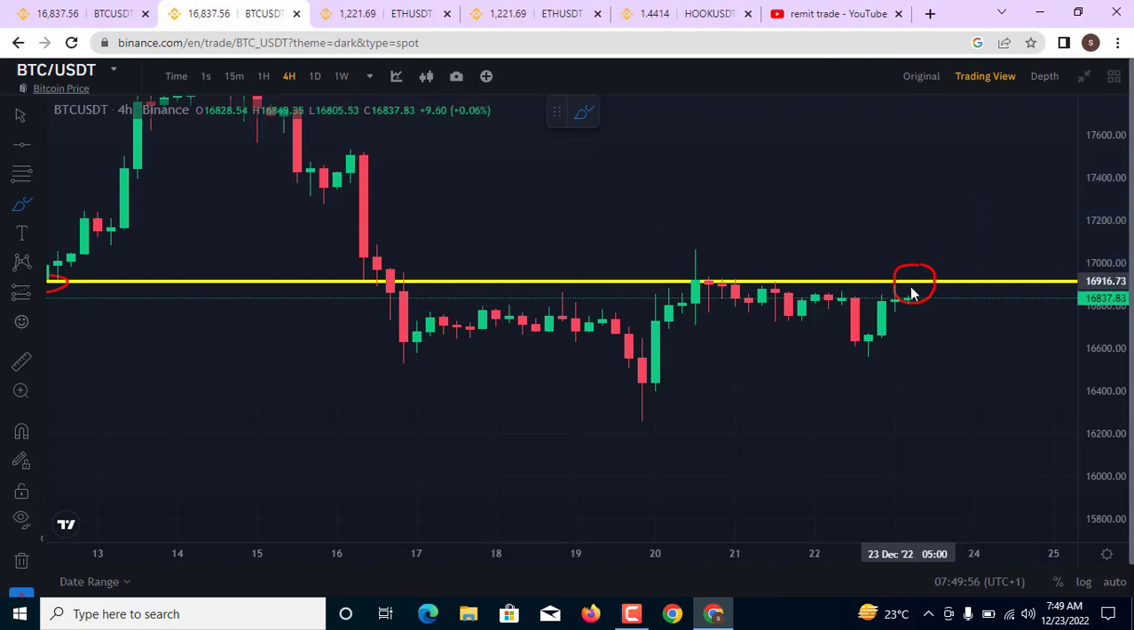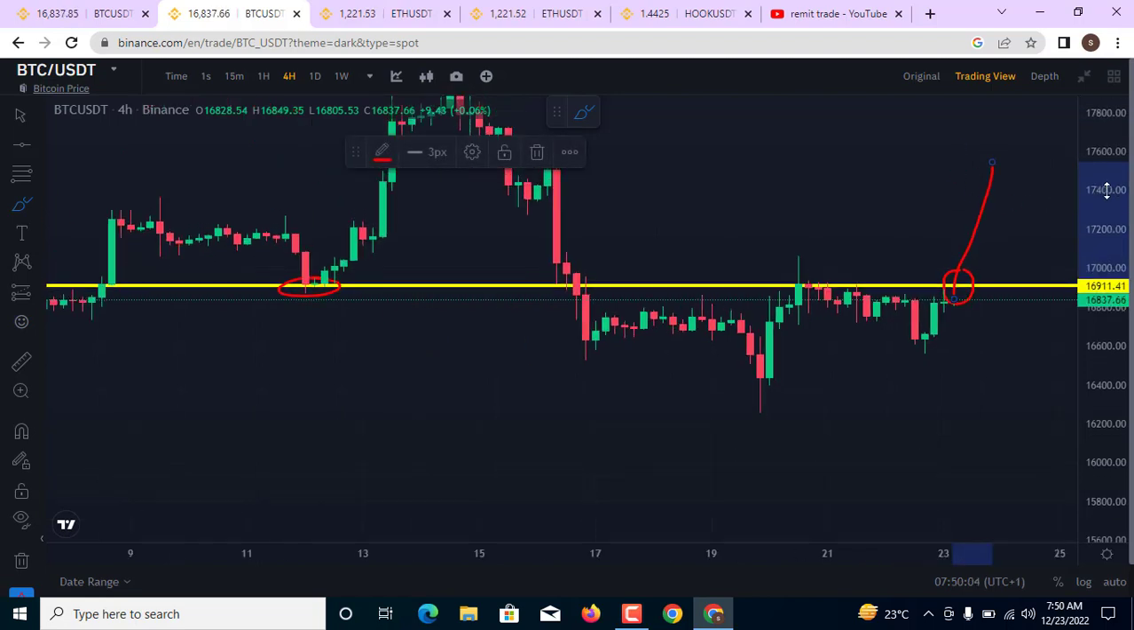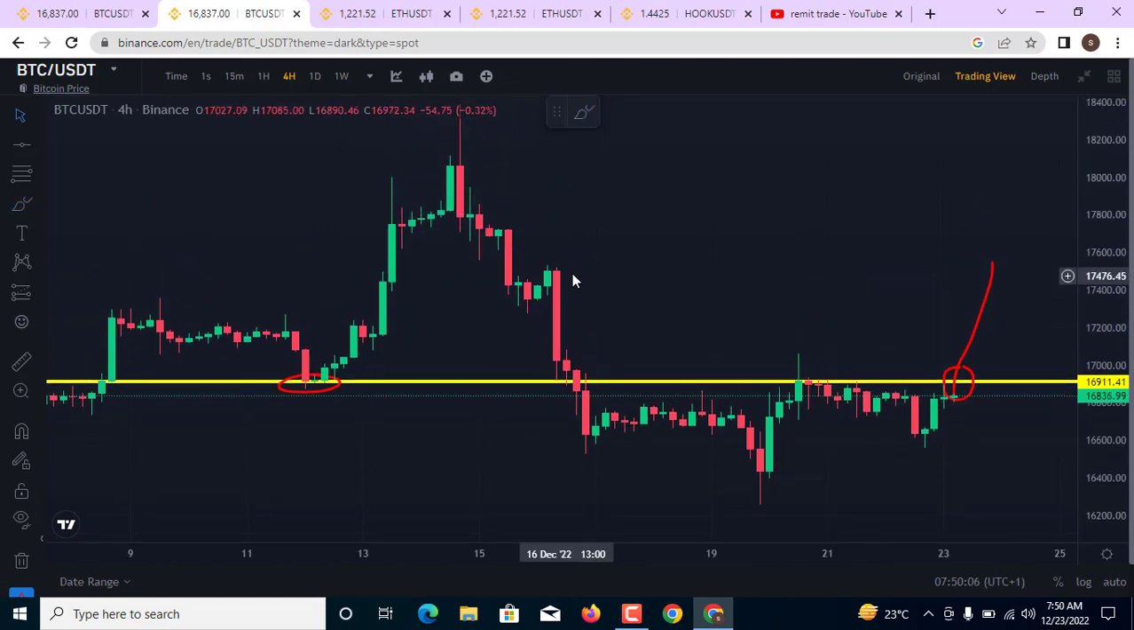So pay attention to the market breaking out on this resistance level. Once that happens, we're going to see a significant move to the upside, and your first target has to be this very area of resistance. This will be your first target, the 17.7k will be your first target after the breakout. And this is what I am paying attention to, guys, on the 4-hour chart.